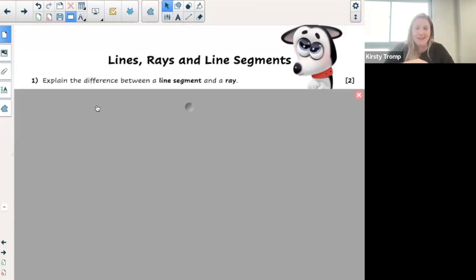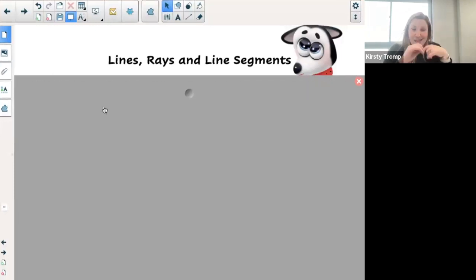First thing we're looking at again is the difference between lines, rays, and line segments. If you remember when we first looked at this, we looked at the difference between what is a line, what is a ray, and what is a line segment. All right, what is a line, what is a ray, and what is a line segment?